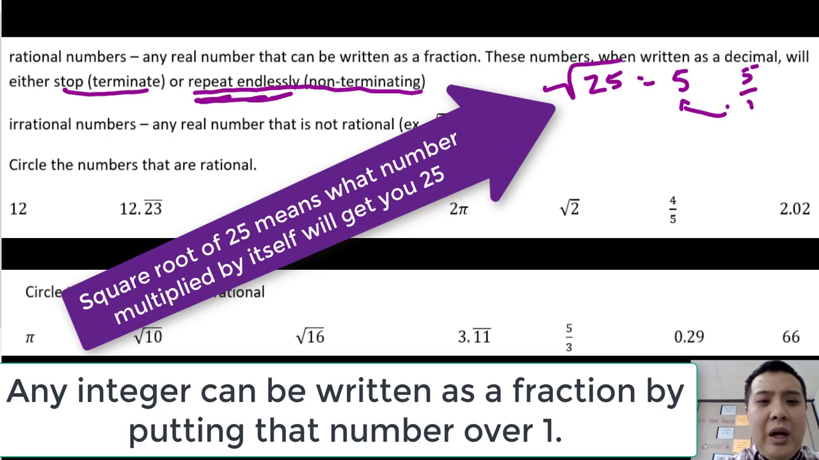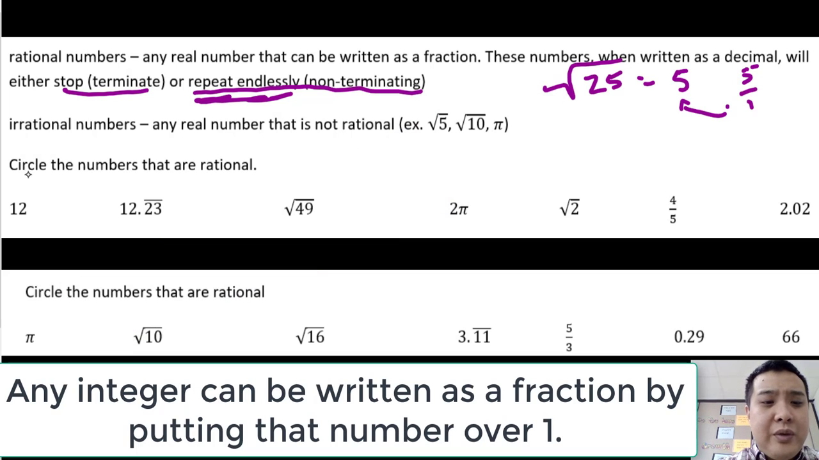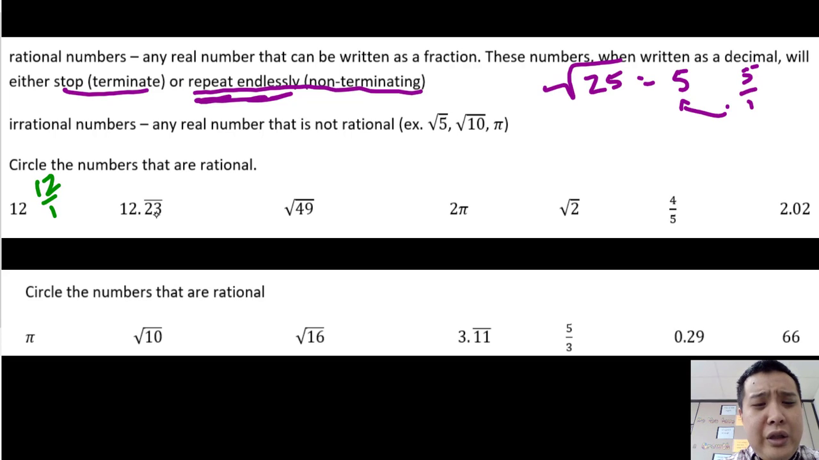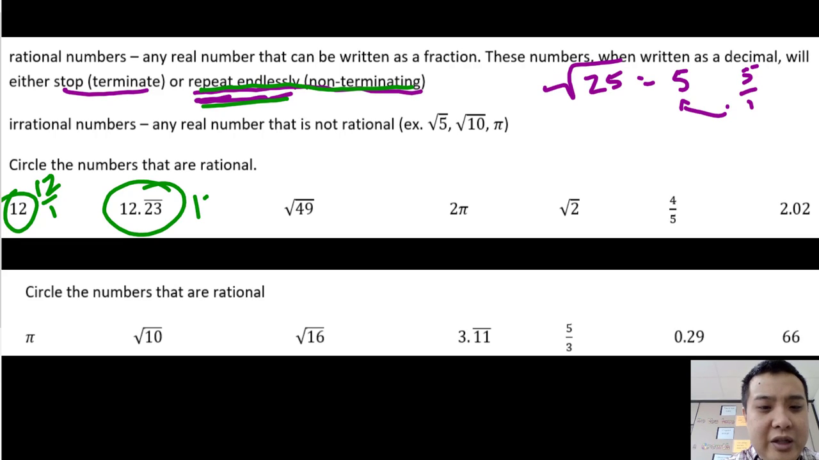Here, 12 is going to be considered rational. So we're circling all the numbers that are rational. 12 can be written as a fraction, 12 over 1. 12.23 with 23 repeating is rational because we said that it repeats endlessly. Specifically, the fraction for this one is 1223 over 99. You don't necessarily need to know that.